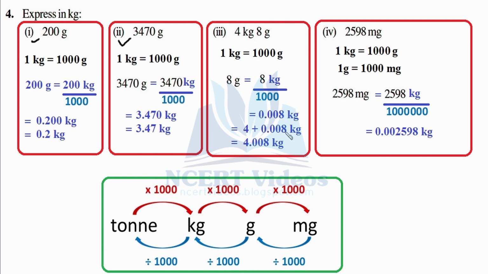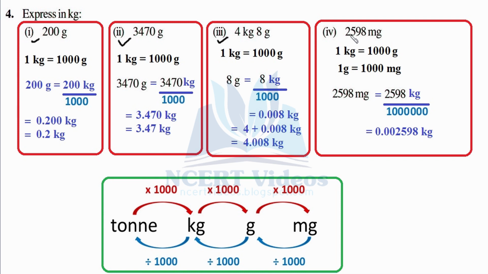So when you add it, put the decimal and add this: 4 plus 0, 4, then 0, 008 as it is. So 4.008 kg. Now here you cannot write it as 4.0, it will change the value because it is some other value than 0. So you have to write 4.008 kg.